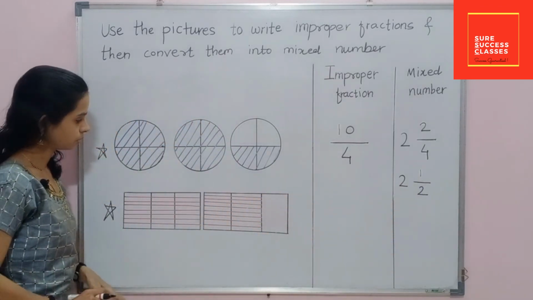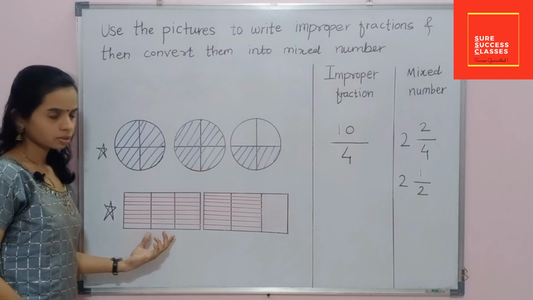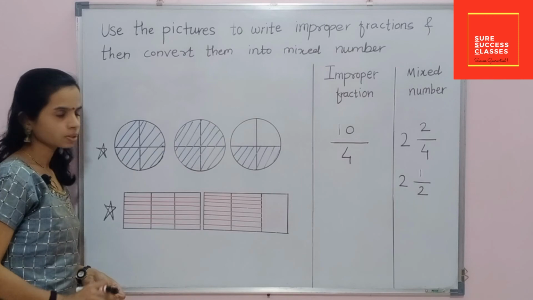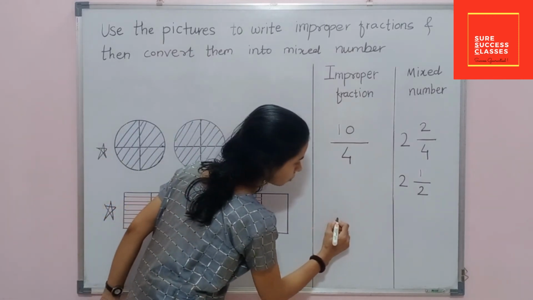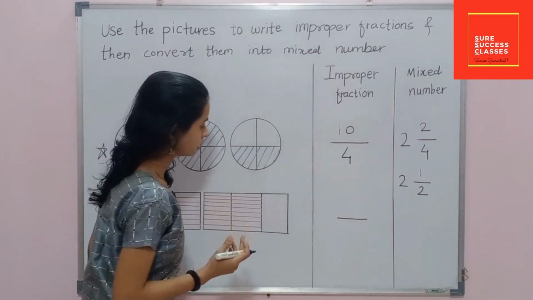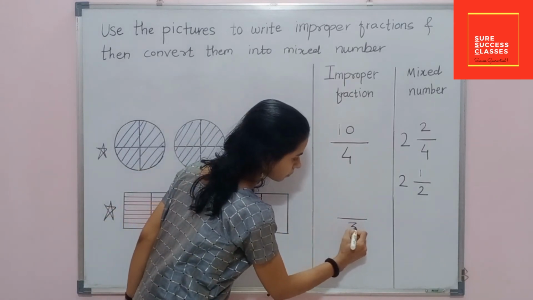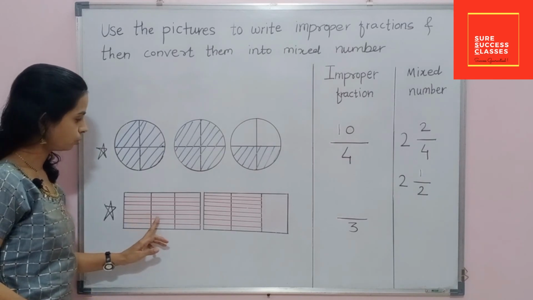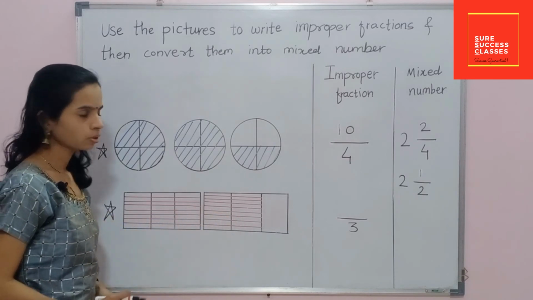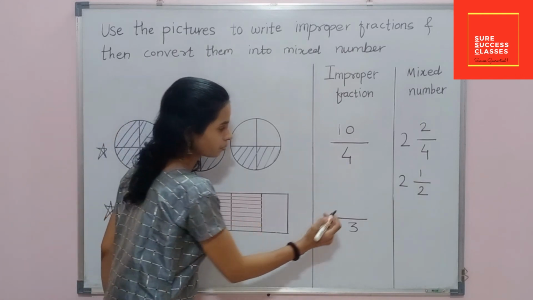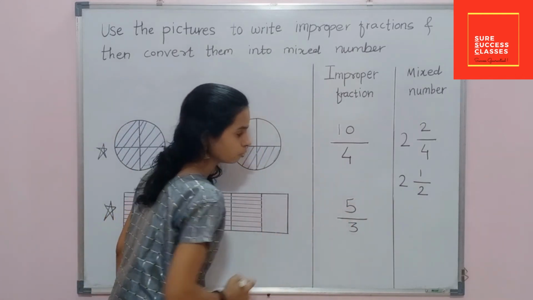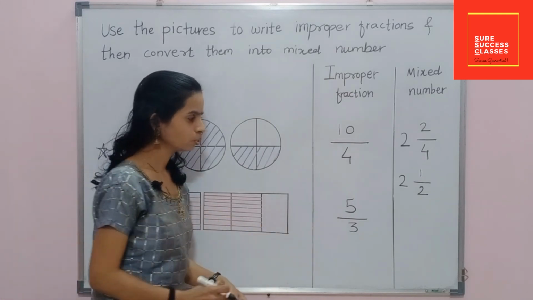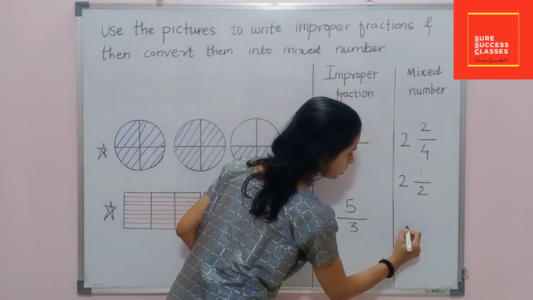Then in this picture each diagram is divided into 3 equal parts. So denominator will be, what is denominator? Here 3, and considered parts 1 2 3 4 5 parts are considered. So 5 will be numerator, and when we convert this into mixed number, at that time here we will write denominator as it is.